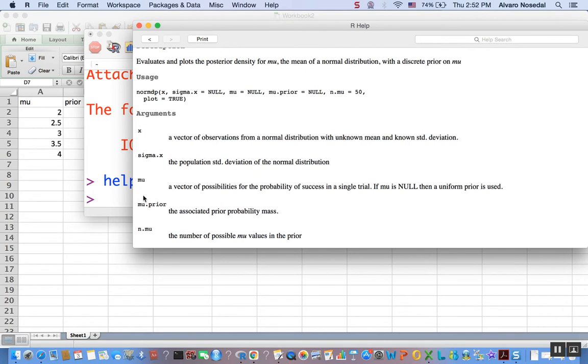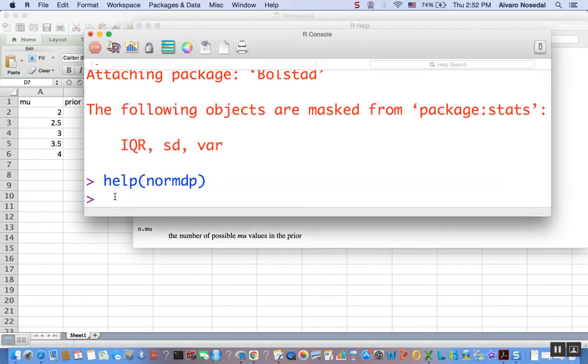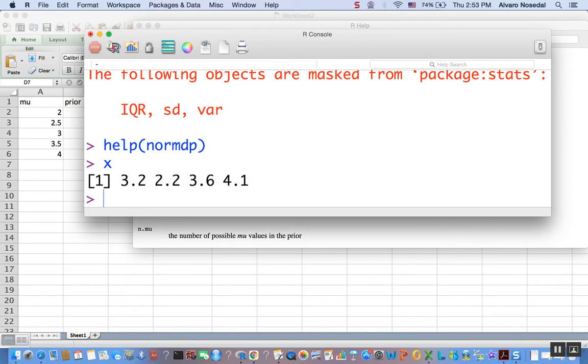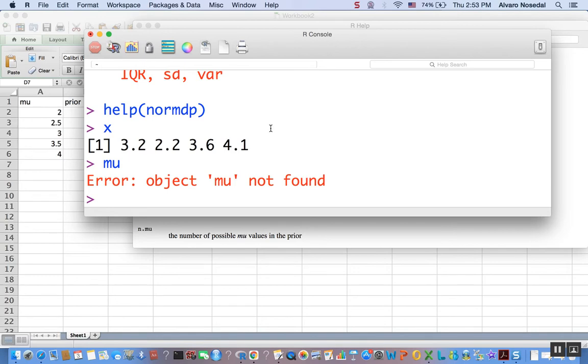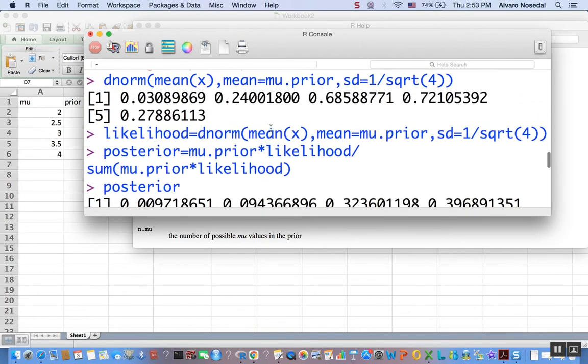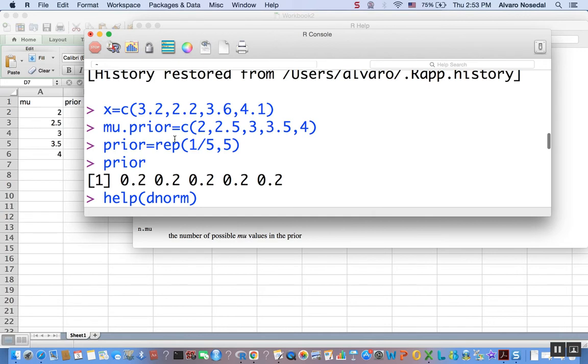We already have x, that's our sample. We already know that the standard deviation is 1. Our possible values, mu. Oh, yeah, we don't have that one, right? That would be mu prior: 2, 2.5, 3, 3.5, and 4. And then we have prior. Okay, so we have mu prior and prior. That's what we want. Here we go.